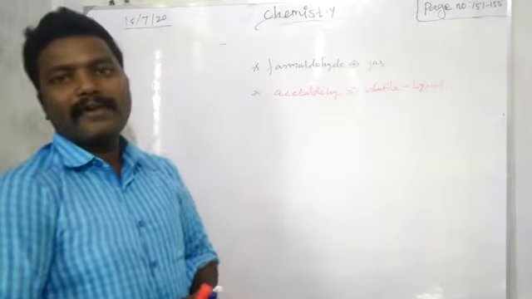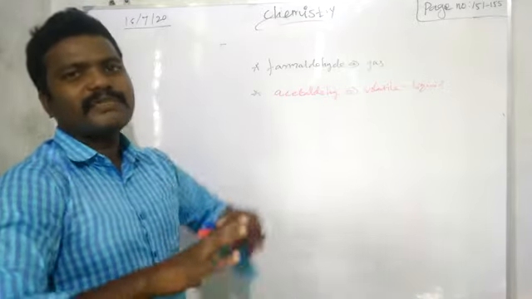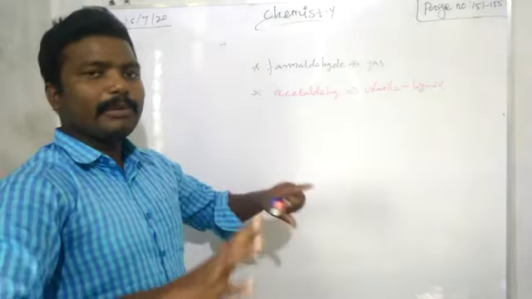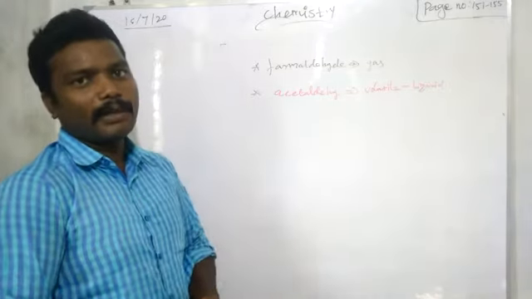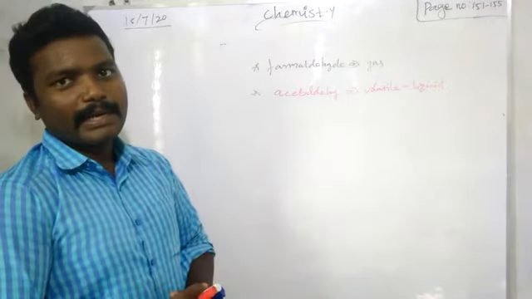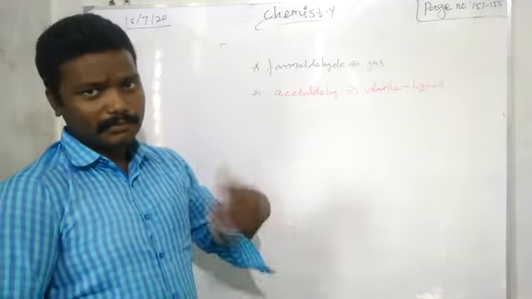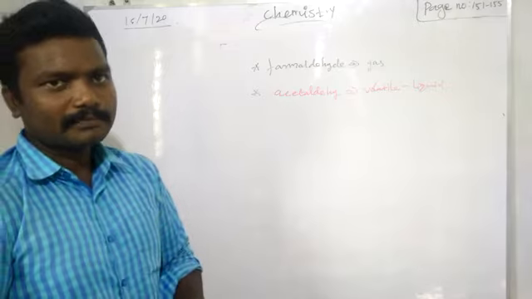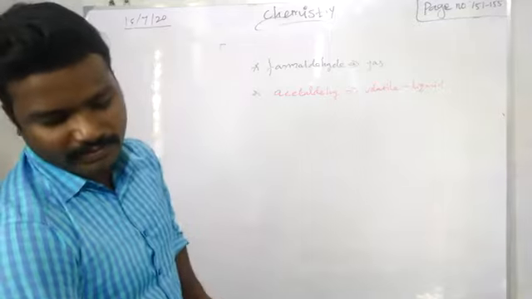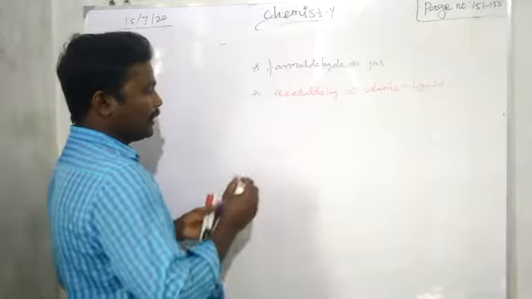So aldehydes have a higher boiling point than hydrocarbons and ethers. Hydrocarbon means without any functional group: ethane, methane, propane, there is no alcohol or acid group. Simply methane, ethane, propane are called hydrocarbons. They have a higher boiling point than hydrocarbons and ethers, but they have a lower boiling point than alcohols and other compounds, because alcohols have hydrogen bonding, okay? Aldehydes have dipole interaction.